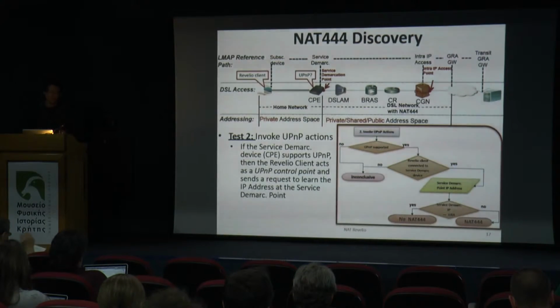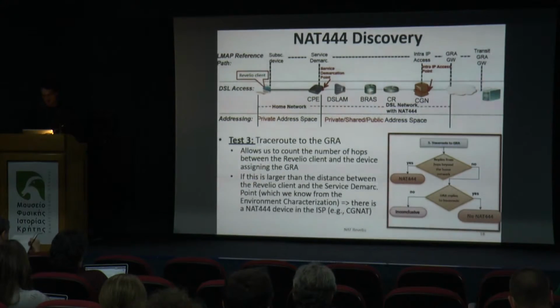And if UPnP actions are not supported, it's inconclusive, and Revelio continues with a third test, which is a traceroute to the GRA to count the number of hops between the service demarcation device and the GRA device. So if the GRA and the CPE are in the same hop, it means that NAT444 is not deployed. If there are some hops apart, it means that NAT444 is deployed. And if the GRA does not respond to the traceroute, again, the test is inconclusive.